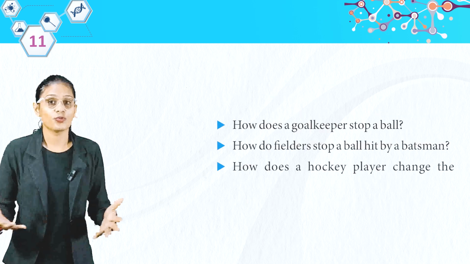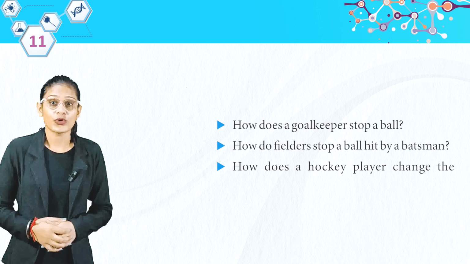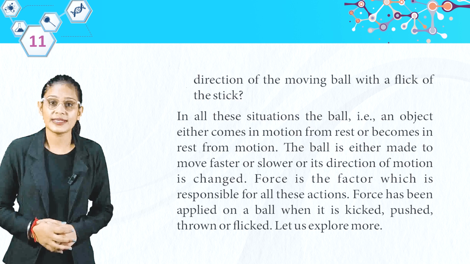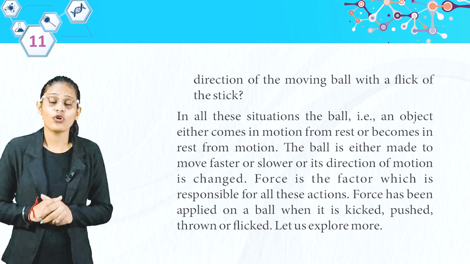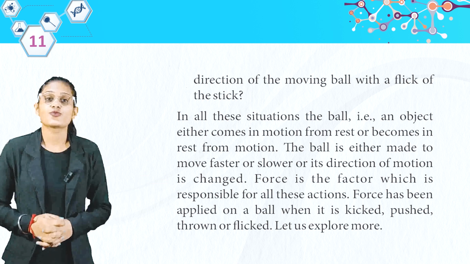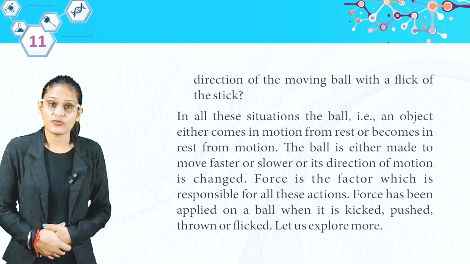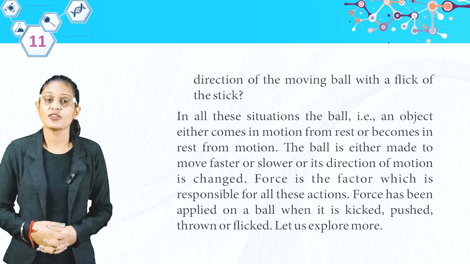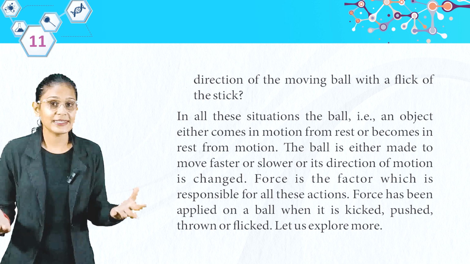How does a goalkeeper stop a ball? How do fielders stop a ball hit by a batsman? How does a hockey player change the direction of a moving ball with a flick of the hockey stick? So students, you can think about these situations and then you find that all of these things happen because of force. In all these situations, the ball, that means an object, either comes in motion from rest or becomes at rest from motion. The ball is either made to move faster or slower or its direction of motion is changed. Force is the factor which is responsible for all these actions.